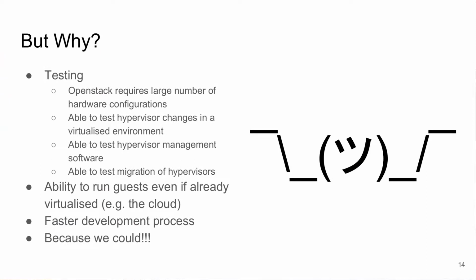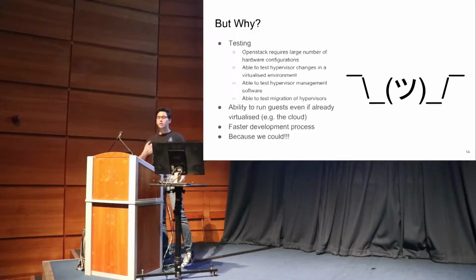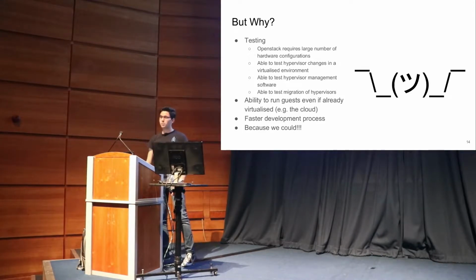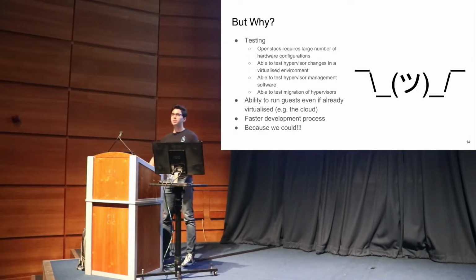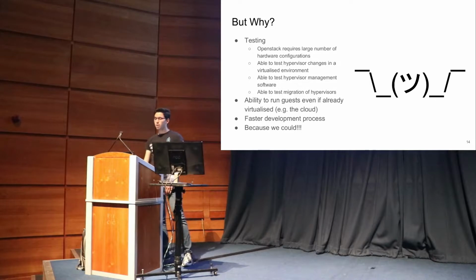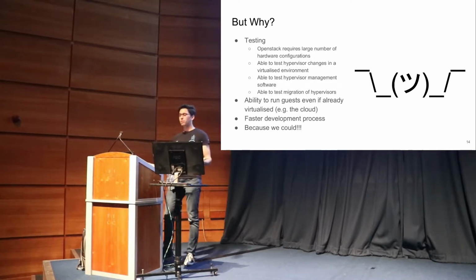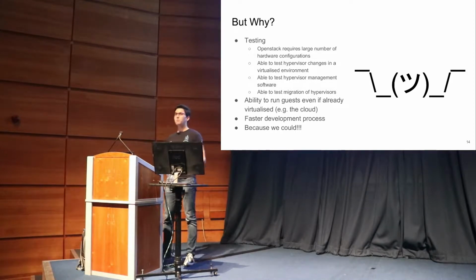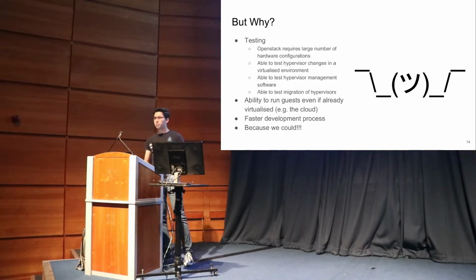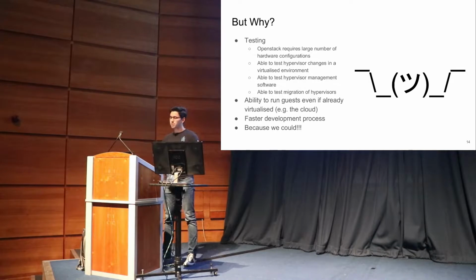But why do you want to do this? Let's step back for a second. Well, the main reason is for testing. For example, OpenStack requires a large number of hardware configurations, and it's easier to do that in a virtualized rather than bare metal environment. It also means you can test hypervisor changes in a virtualized environment, you can test your hypervisor management software, and you can test migration of your hypervisors.